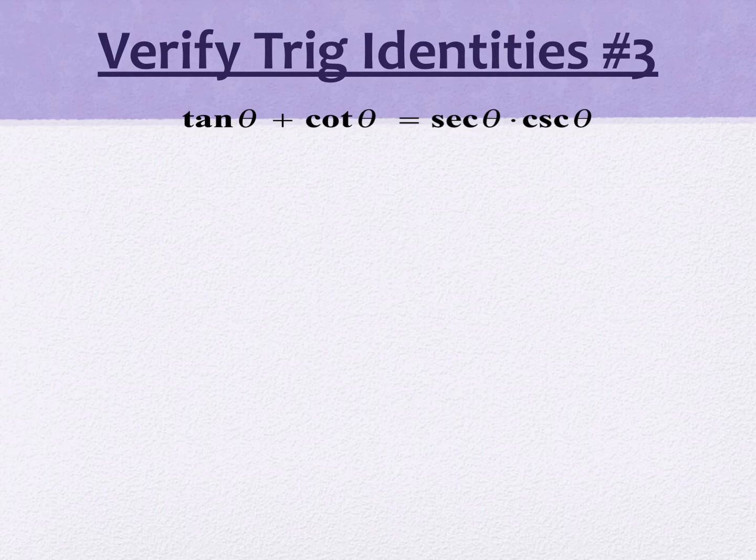Let's look at this one. So there's a lot on both sides. I am going to work on the left side. And in this one, I have tangent and cotangent. And I'm going to do that suggestion of trying to rewrite things in terms of sine and cosine. So tangent is sine over cosine. Cotangent is the reciprocal of that. It's cosine over sine.